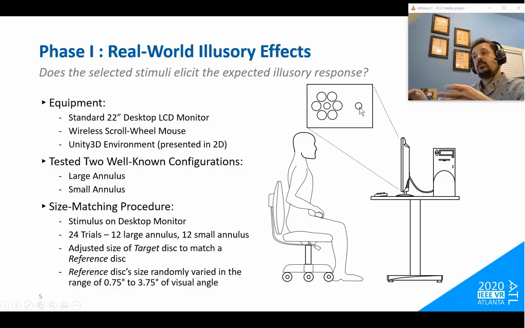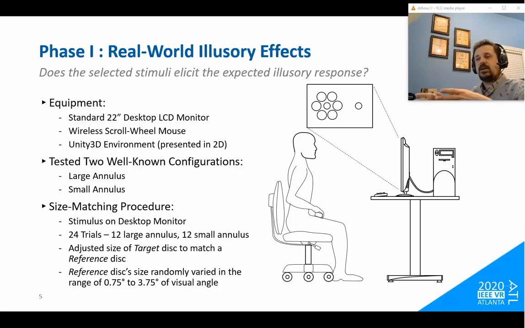This disk is adjustable. By scrolling the wheel up and down on the mouse, they can adjust the size of this disk. Their task is to adjust the size of that disk until it matches the size that they see inside the Ebbinghaus configuration. There were 24 trials: 12 large annulus configurations and 12 small annulus configurations.